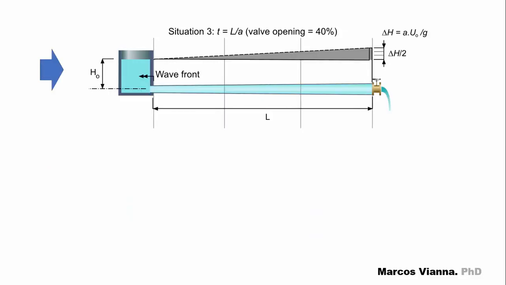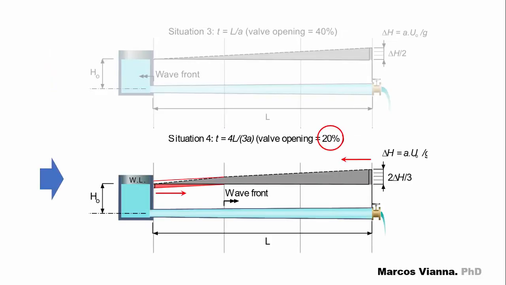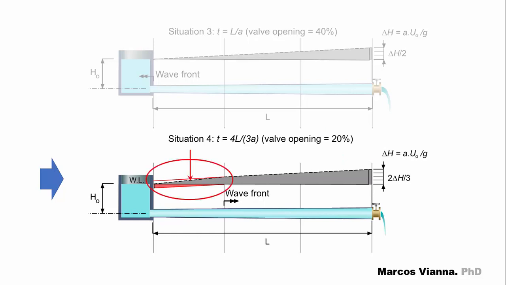And here it goes, and here's what happens 4L over 3A seconds after the beginning of the closure operation. The valve opening is now at 20%. This will be the configuration of the piezometric line along the pipeline. Part of the pressures in the pipeline near the reservoir will be attenuated by the waves that were reflected and that are now traveling towards the valve. This happened at 1/3 of the total length.